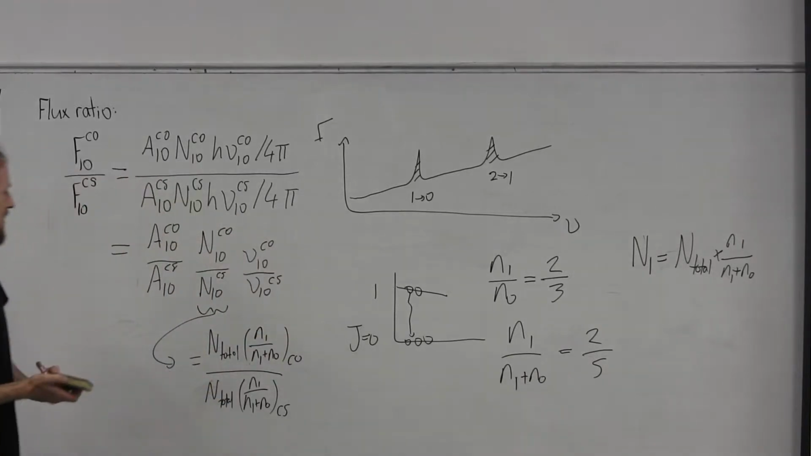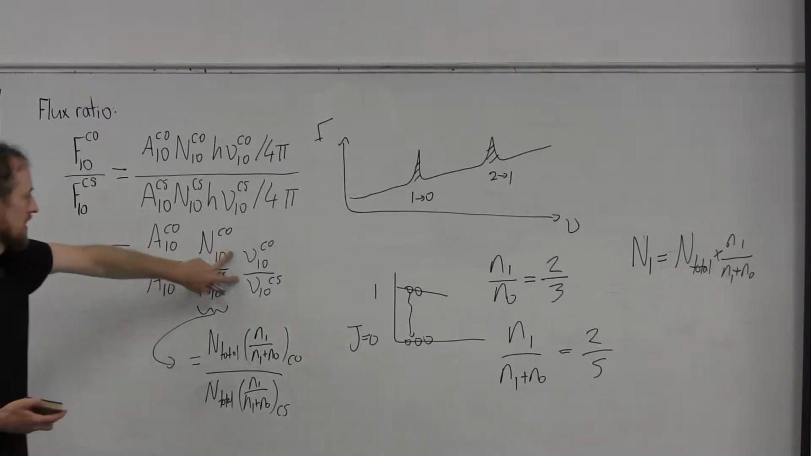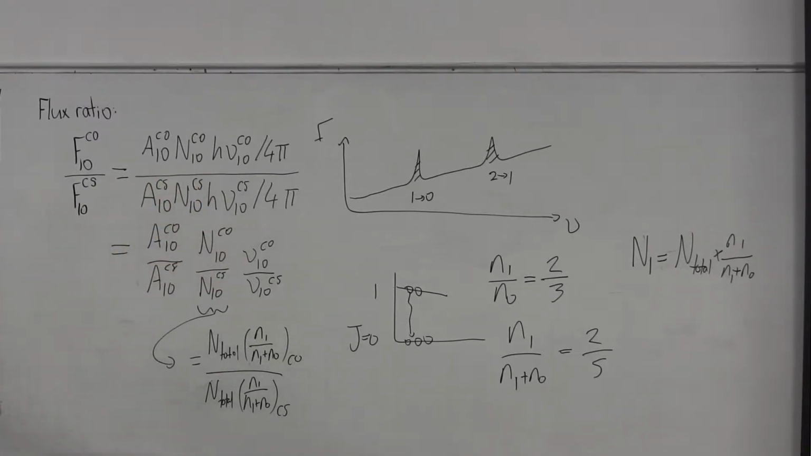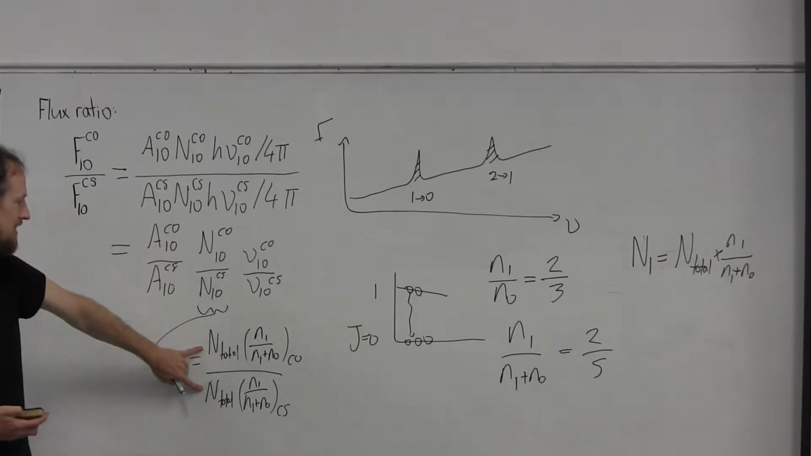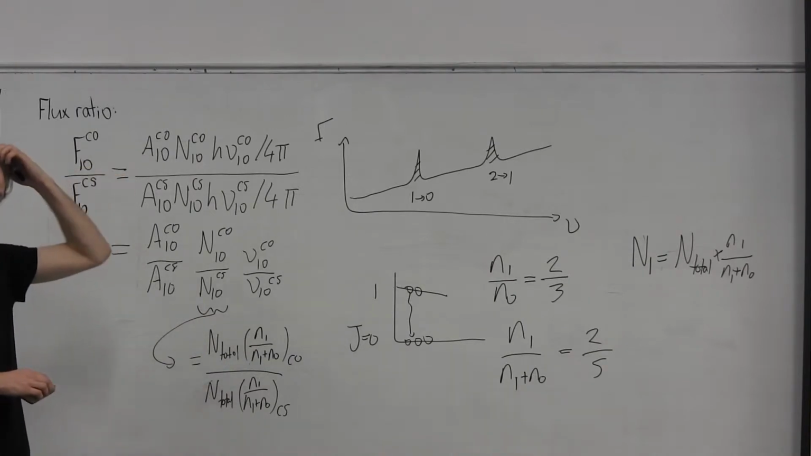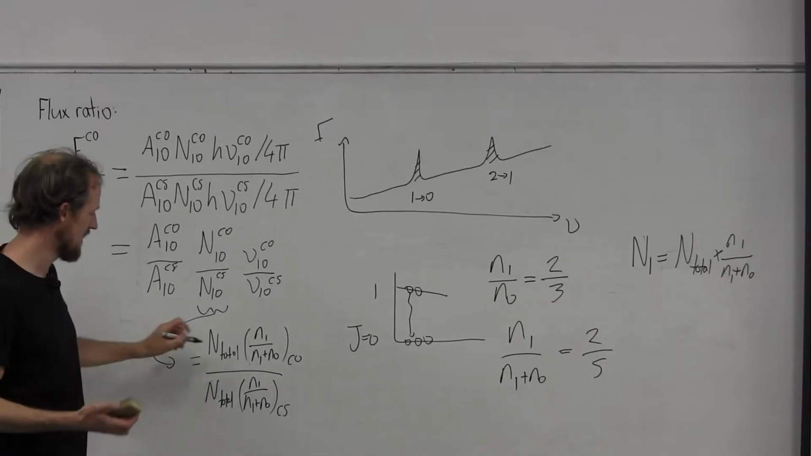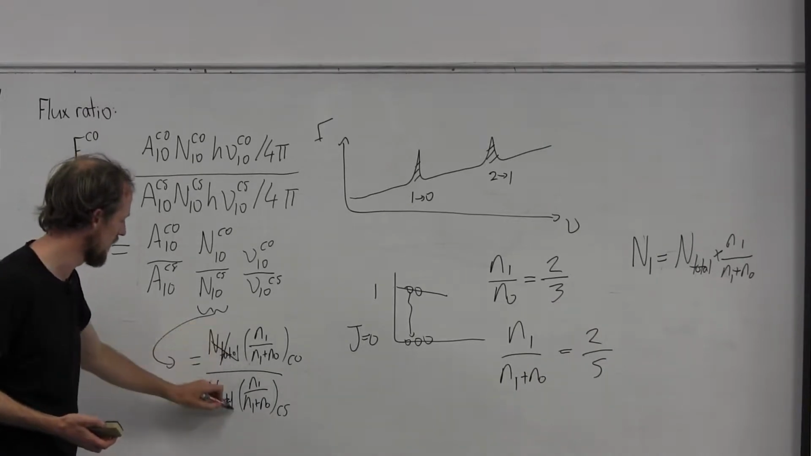So the ratio of the fluxes depends on the relative Einstein coefficients of the two molecules, and on their transition frequencies, because of that term there. And the column density depends on the total column density times the fraction in the excited level of each molecule, which you've already calculated. That's the information on your graph. And because I said the total column density is the same, that cancels out.